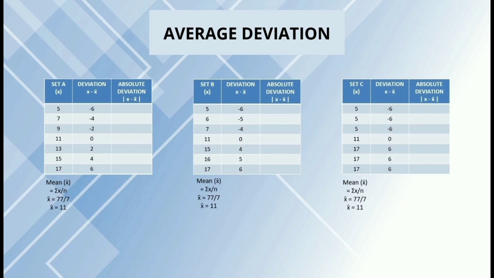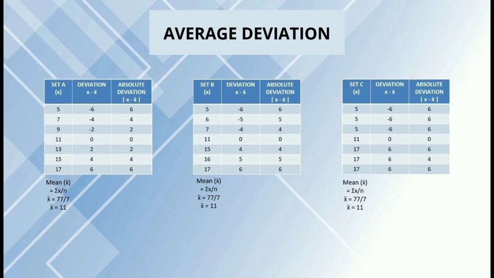For the third step, all of the deviations from set A, B, and C must be converted to their respective absolute values in order to solve for the absolute deviation of each respective data set. To recall, converting a number to its absolute value is done by either multiplying it by -1 if its value is negative or leaving it unchanged if its value is positive. Therefore, the absolute deviations of set A, B, and C would look like this.